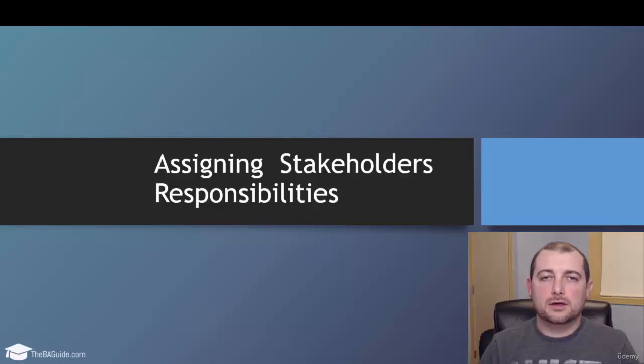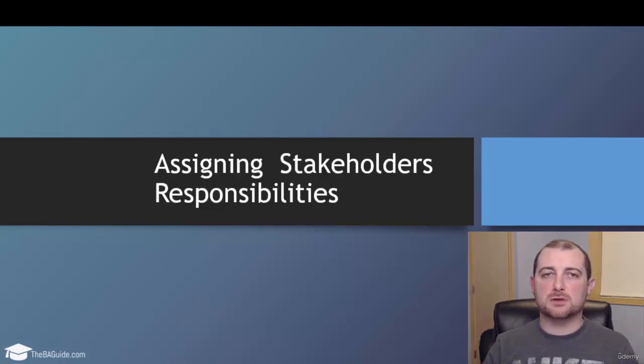Hey everyone. In this next part, we're going to be talking about assigning responsibilities to stakeholders. This is a really crucial part of your project. Working through and identifying the stakeholders is the first step. The second step is making sure that there's alignment in the responsibilities those individual stakeholders will have at different processes and points within the project.